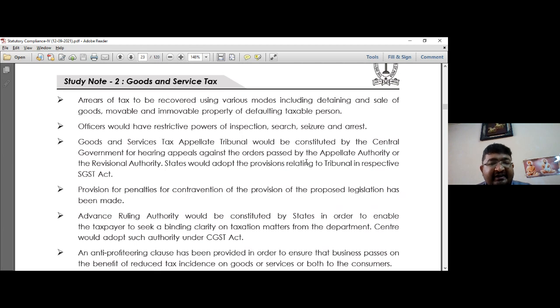Sir, at the time of audit, inspection, search or seizure, if they find there are arrears to be paid, then whatever goods they have seized and whatever property they have sealed can be sold by the department, and that amount recovered towards taxes.